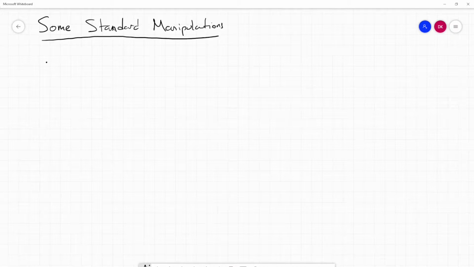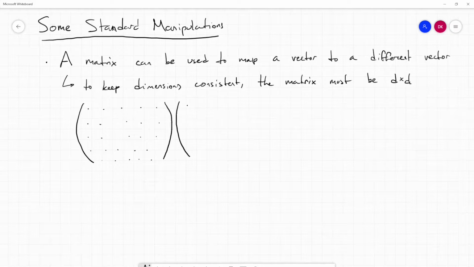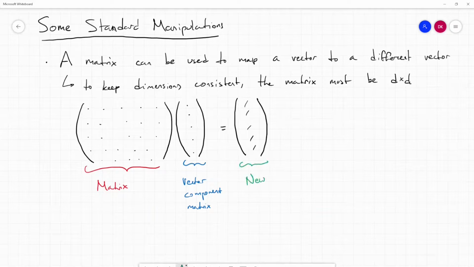A matrix can be used as a map that transforms one vector into a different vector. In order to keep the dimensions of the vector consistent, the matrix must be a d by d matrix if we're dealing with a d-dimensional vector.